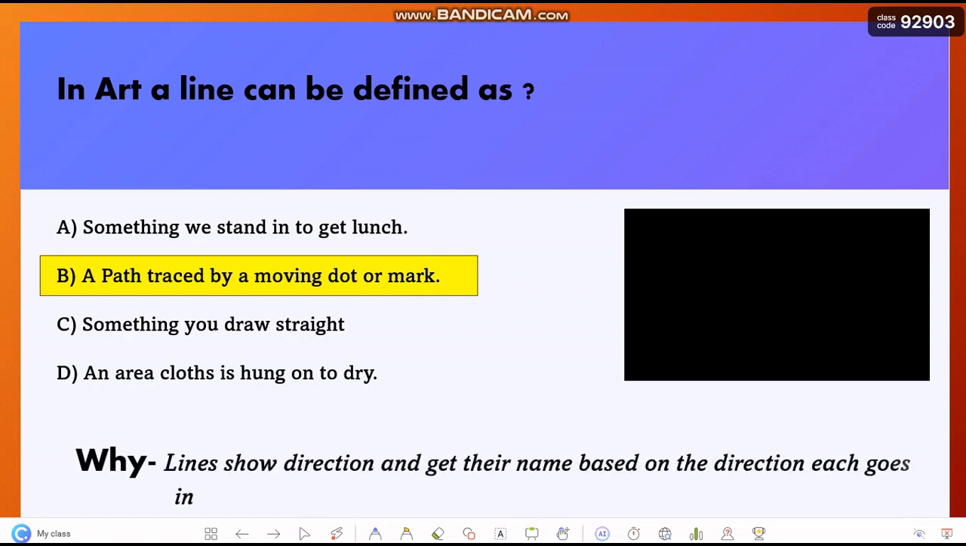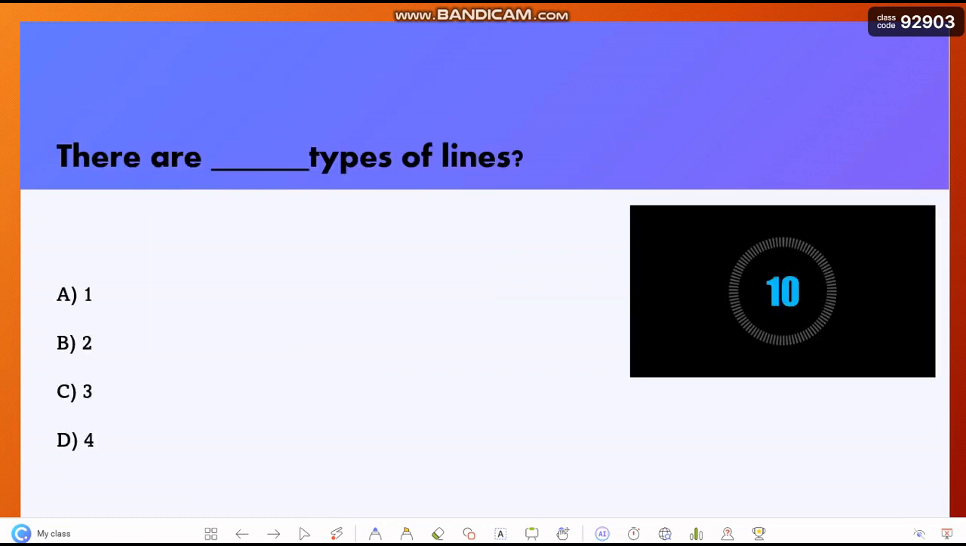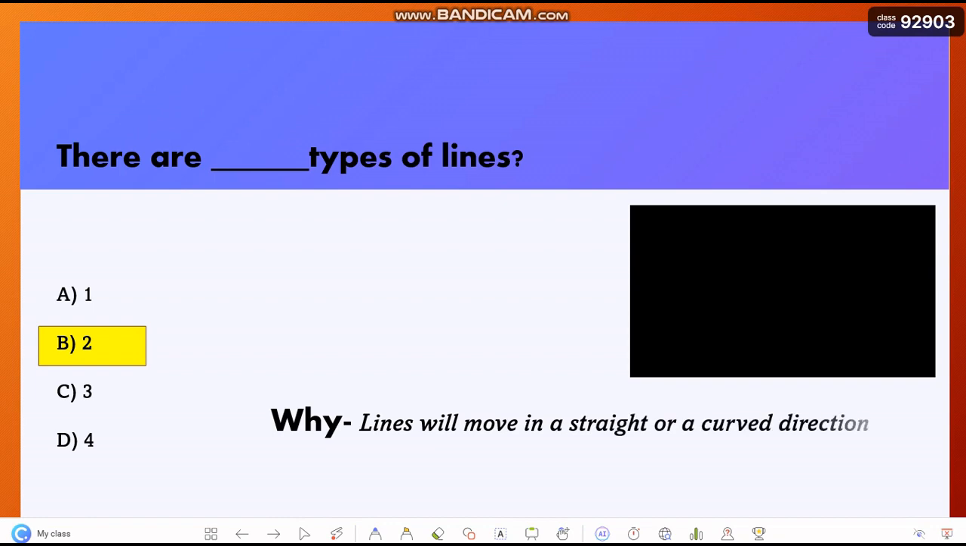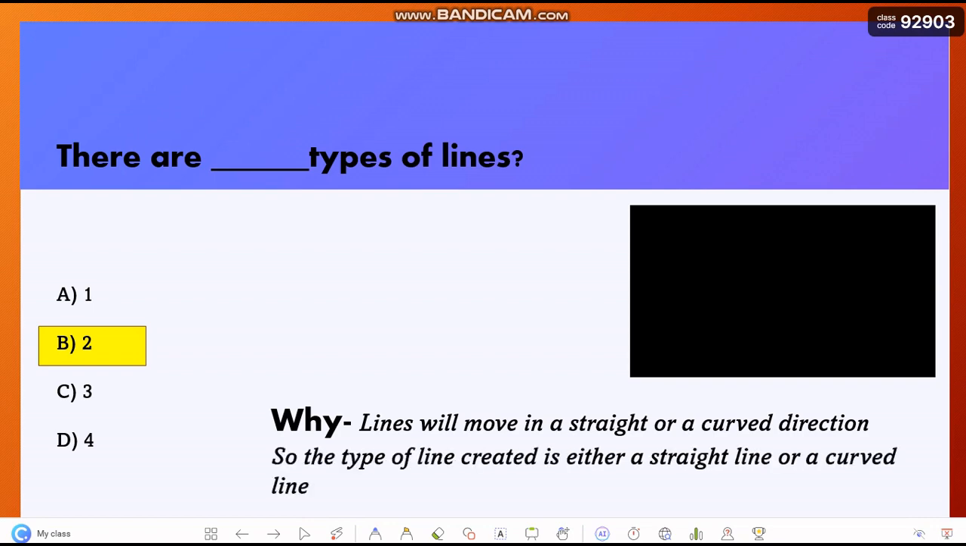Why? You see, lines show direction and get their names based on the direction each goes in. Our next question. There are dash types of lines. So are there 1, 2, 3, or 4? How many types of lines are there? 2. Why? Lines will move in a straight or a curved direction. So the type of line created is either a straight line or a curved line.